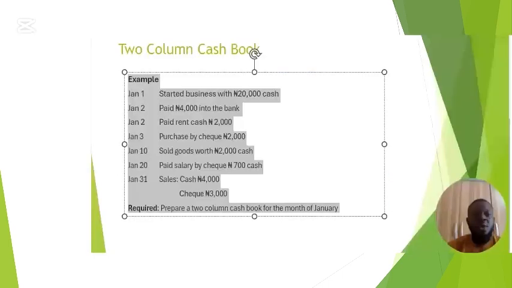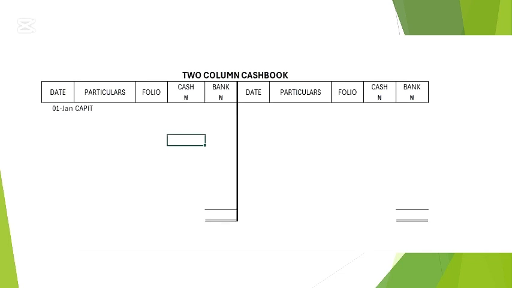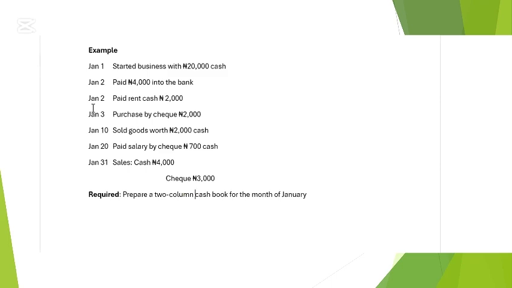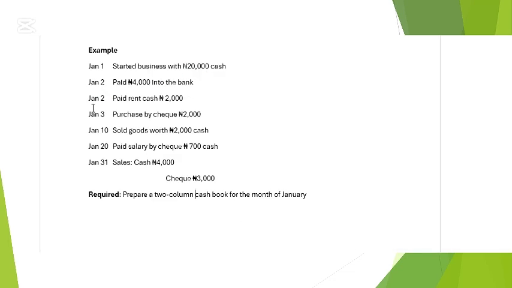So let's open the cash book. Here's our cash book, prepared before. The date is 1st January. This will be capital. So we have a folio. Then is it cash or bank? From here we saw cash 20,000 naira. So we have to make 20,000 in the cash column because it's a cash transaction. So we are done with that one. Let's go to the next day.